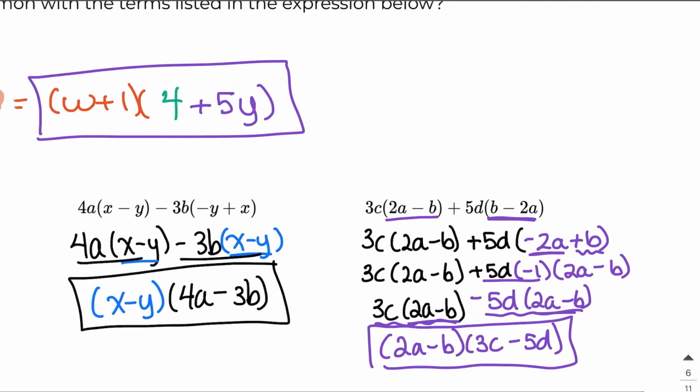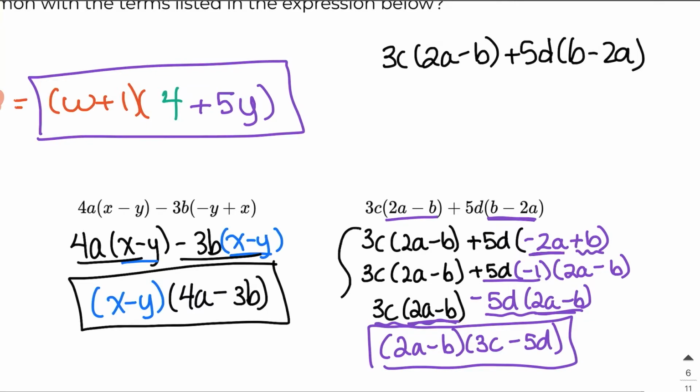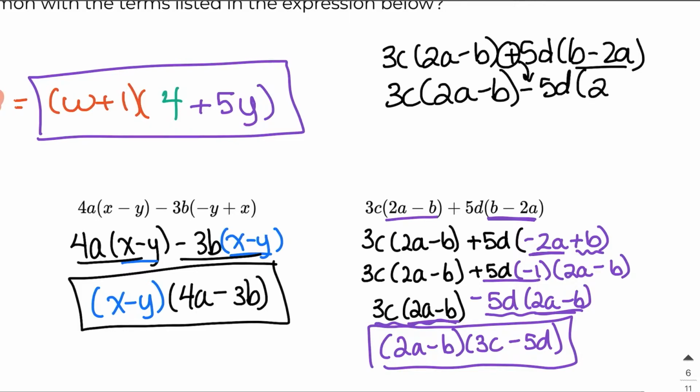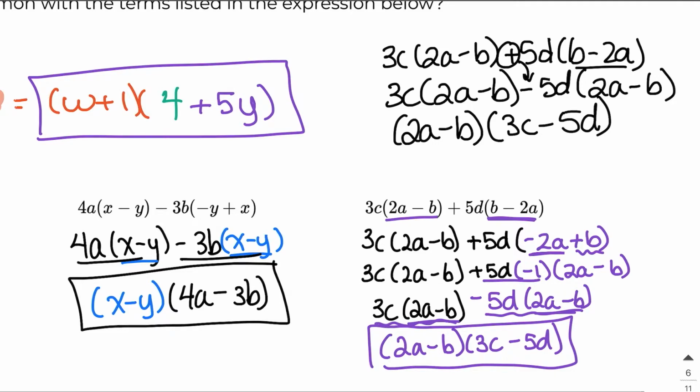Now, really quickly about this expression, 3c times 2a minus b plus 5d times b minus 2a. I showed all of this work out so you can see step by step what we need to do. But the goal is for you to eventually realize that you can just factor out a negative value. So this becomes the opposite sign, and then you can just switch these two around if you factor out a negative. Okay, and then once you do that, you can take out the 2a minus b that's in common, and then you've got 3c minus 5d left over.